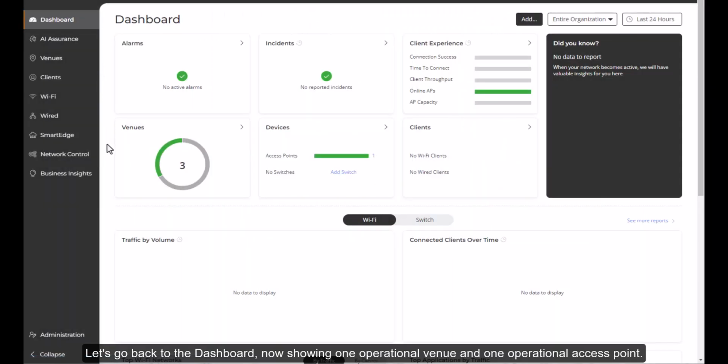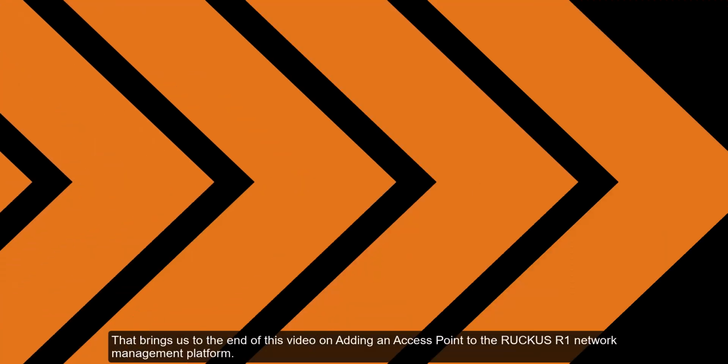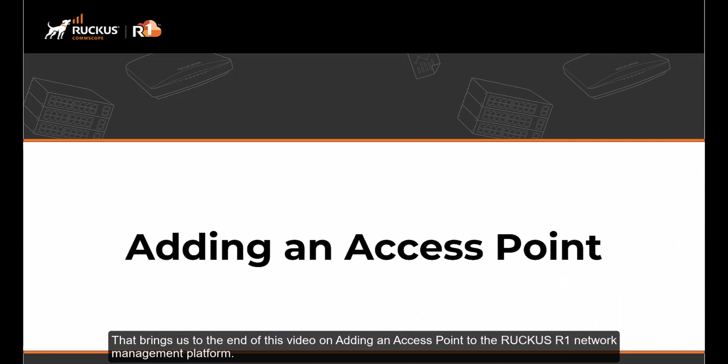Let's go back to the dashboard, now showing one operational venue and one operational access point. That brings us to the end of this video on adding an access point to the RUCKUS R1 network management platform.